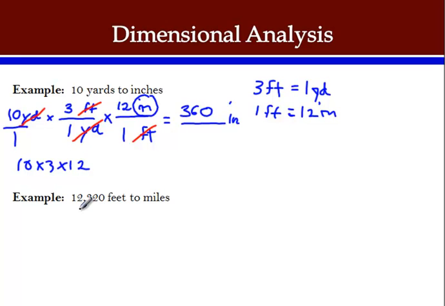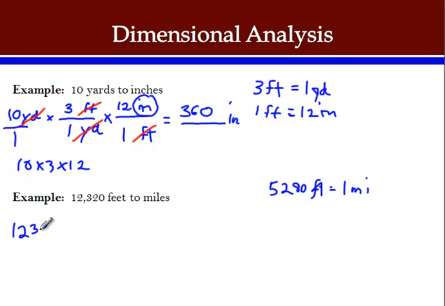Next example, 12,320 feet to miles. Well, I know that there are 5,280 feet in every mile. And you can have your equivalent units in a table written on a piece of paper nearby. But again, those three that we saw, you really should memorize. 12 inches in a foot, 3 feet in a yard, and 5,280 feet in a mile, because those are common measurements we'll use quite often.